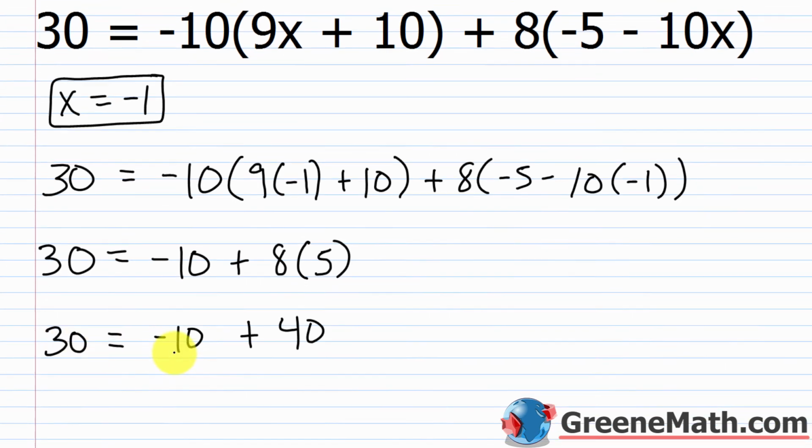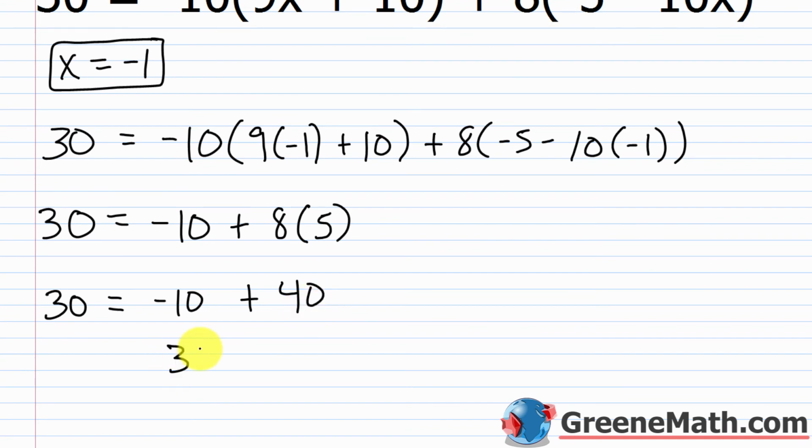And so now negative 10 plus 40 would be 30. So I'd have 30 equals 30. And so my solution, x equals negative 1, is correct.